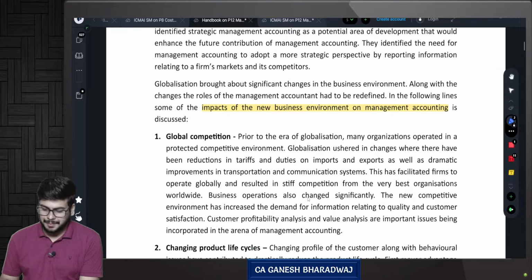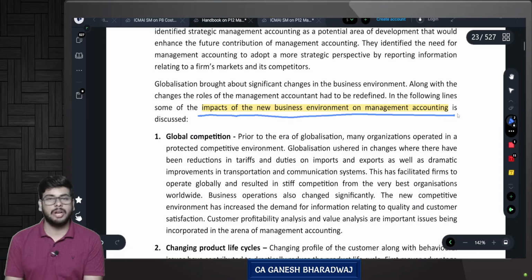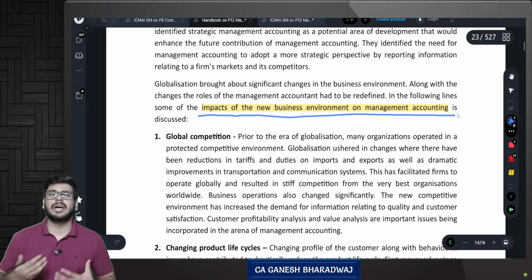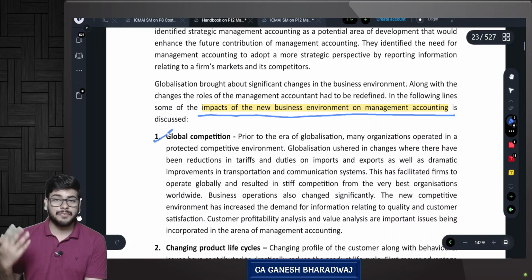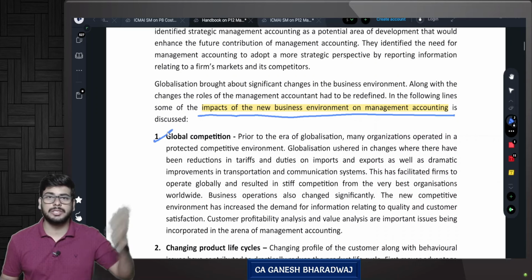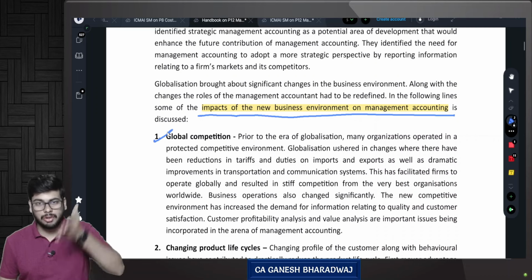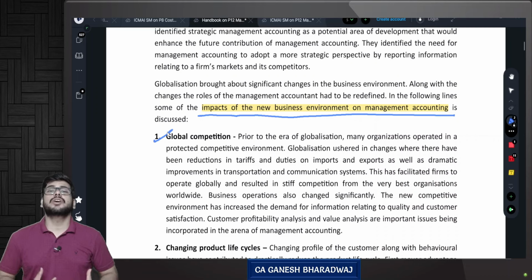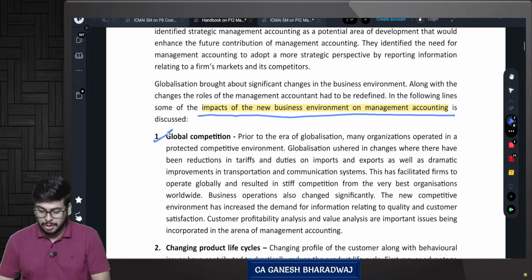Clear with this? Fine. Now, we will see the impacts of the new business environment on management accounting. Right now we are living in an era of globalization. So what is the impact of the new business environment on a management accountant? First, you need to face global competition. It's not just India. Right now, you need to face competition from the outside world. You can do business in outside countries. Similarly, other countries can also do business in India. It's not restricted to the Indian subcontinent alone. So you will be faced with global competition.